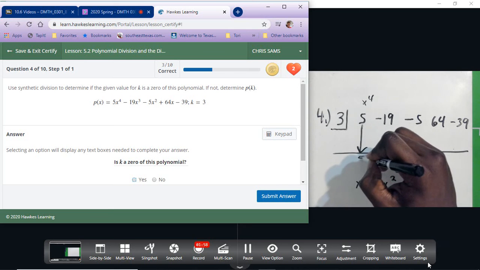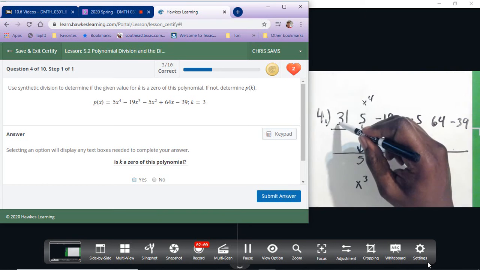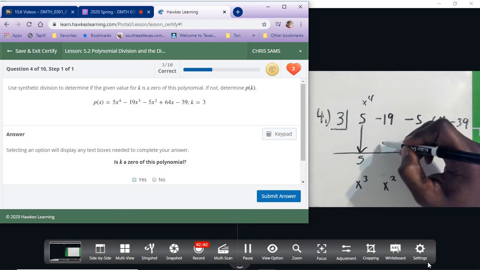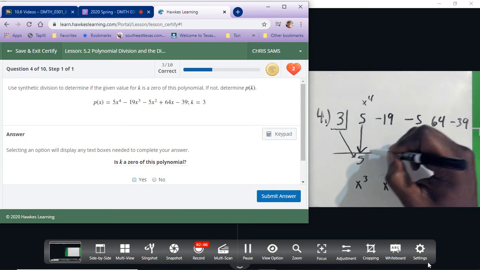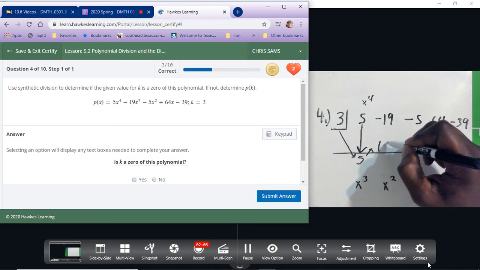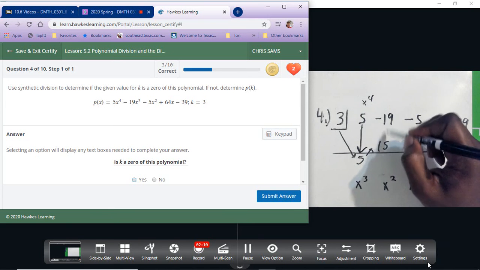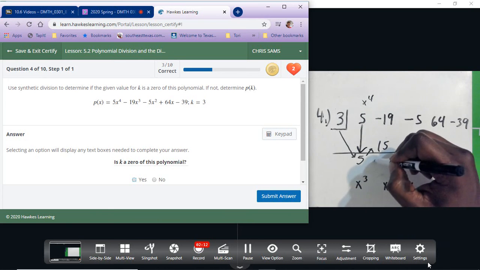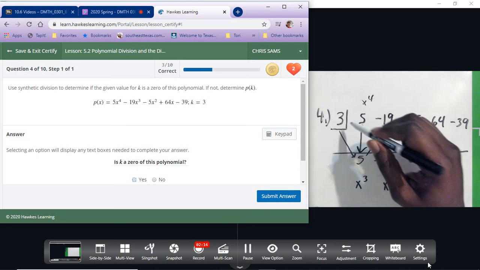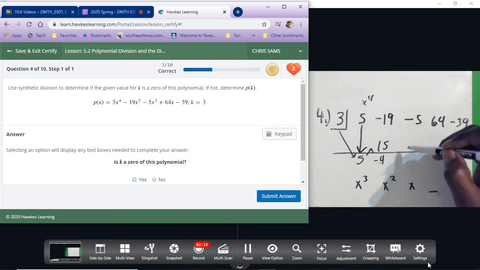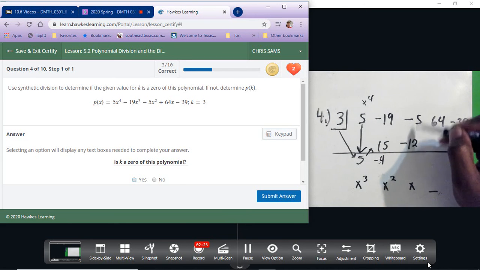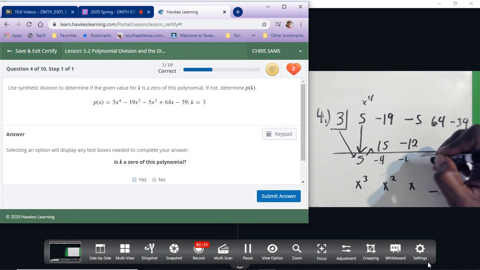Okay, so you always bring your first term straight down. So 5. Then we multiply 3 times 5, write the result up here. So come below the line, you multiply, write the result up here. So we get 15. Add these or subtract them, and you get a negative 4. And then you repeat the process. 3 times negative 4 gives you a negative 12. Combine these, we get a negative 17.